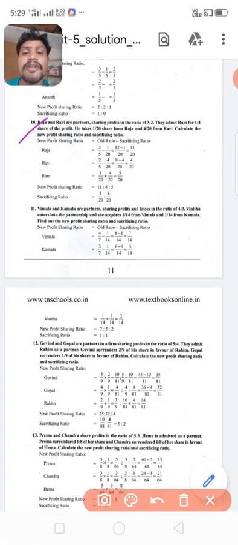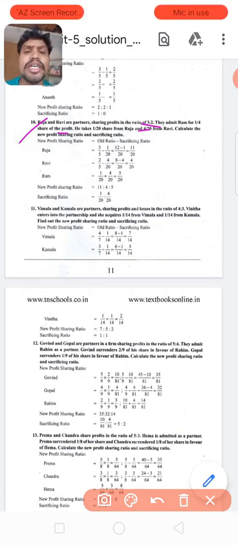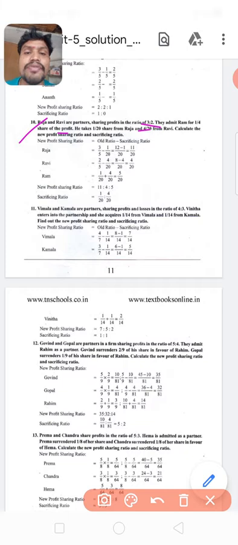Raja and Ravi are partners. They are sharing the profit and loss in the ratio of 3:2. So what is the old ratio? 3:2 is the old ratio. They admit Rom in the ratio of 1/4. Right. So 1/4 they admitted. And he takes 1/20 from Raja. 1/4 means totally he is getting one part. So 1/20 from Raja and 4/20 from Ravi.